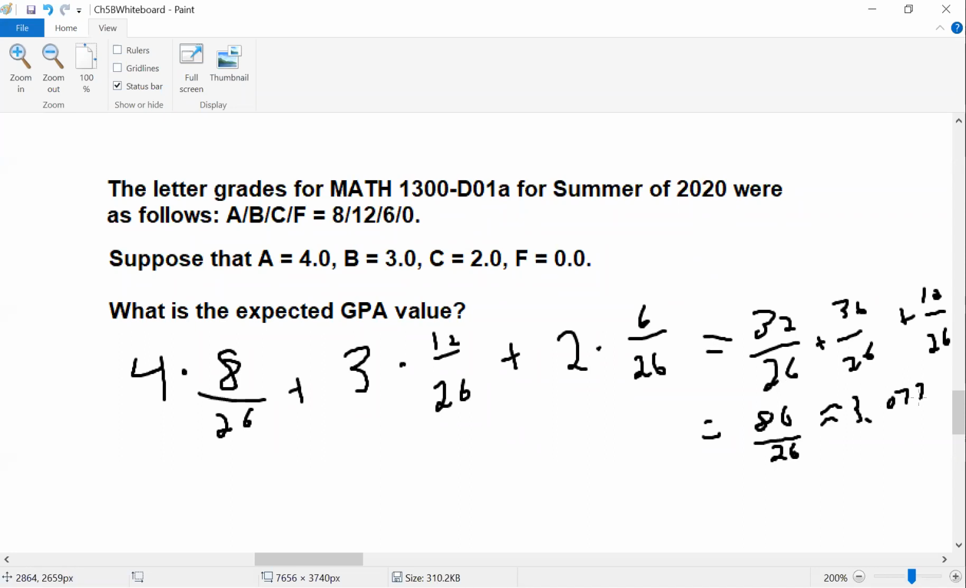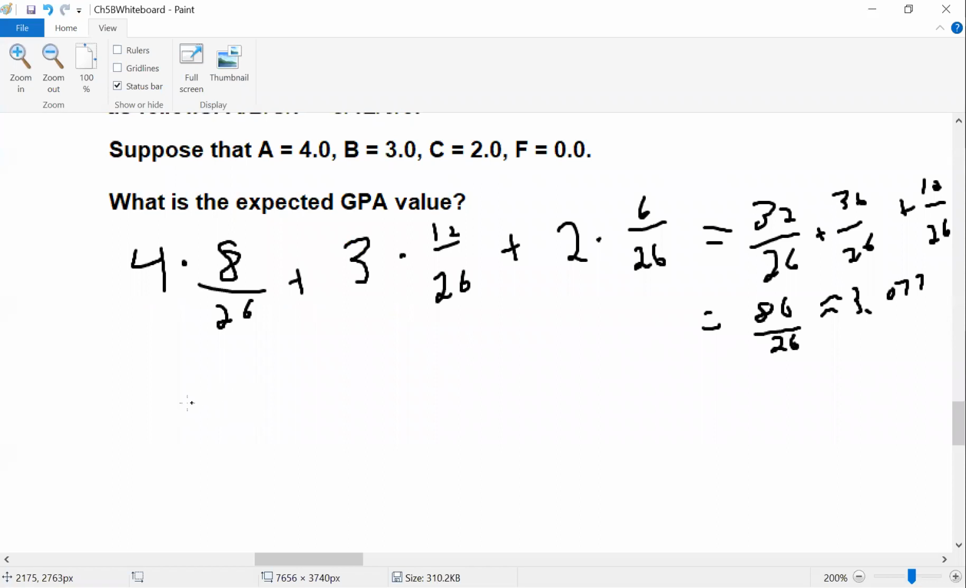I'll take them both. Now, I'll show you the cheap way. Well, not cheap, but the fast way. 4 times 8. We have 8 people getting a 4.0. Because here's why. When we say expected GPA, that's the same thing as the average. But we recall that formula from before is the same as the weighted average. So let's cheat in a good way.